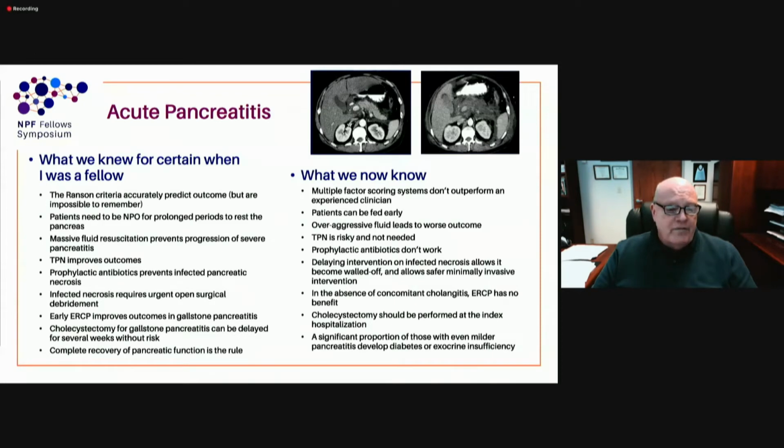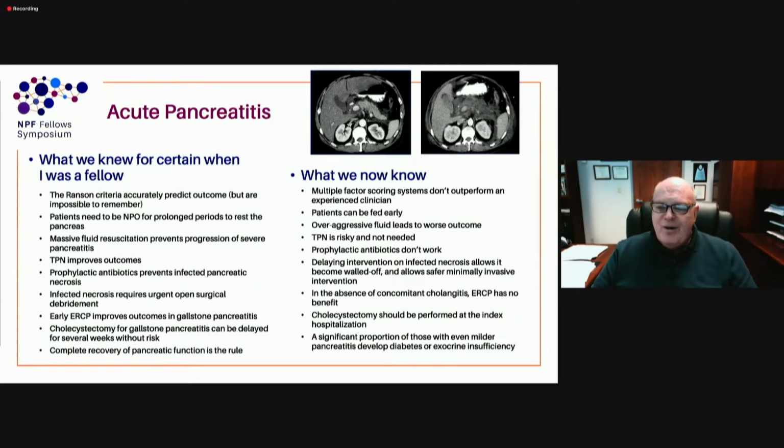We thought that early ERCP was really important in these folks in improving outcome, and now we know that in patients with gallstone pancreatitis, if they don't have concomitant cholangitis, ERCP does not provide any benefit. We thought we could wait a few weeks for cholecystectomy, and now we believe that you have to perform cholecystectomy, if at all possible, at the index hospitalization. And we thought that complete recovery of pancreatic function was what was going to happen to these patients. And now we know that a significant proportion develop either exocrine insufficiency or diabetes late.